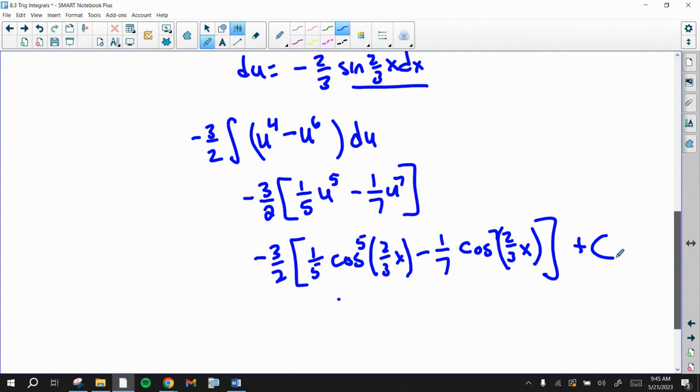And now if you want, you can obviously factor out cosine to the 5th. You can factor out maybe a 1/35th if you wanted to get rid of these fractions. You could do all that at this step as well. But I'm going to leave it unsimplified. And that's the unsimplified integral. So that just gives you an idea how this works. It's not too difficult. So practice it.